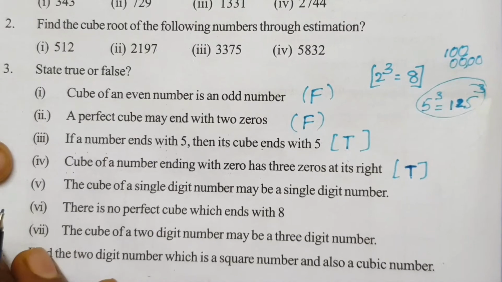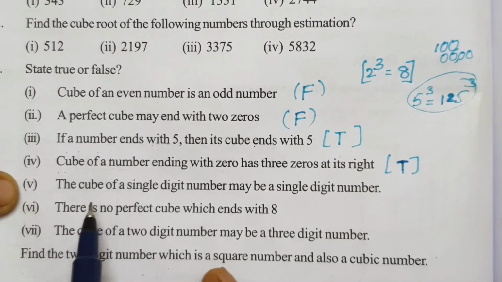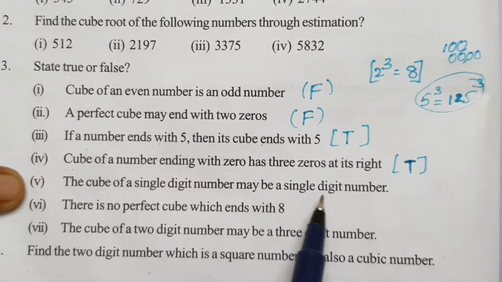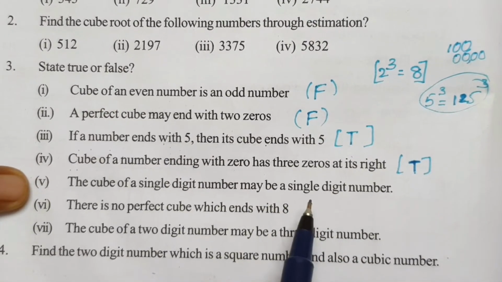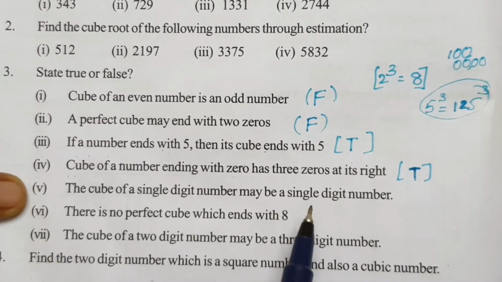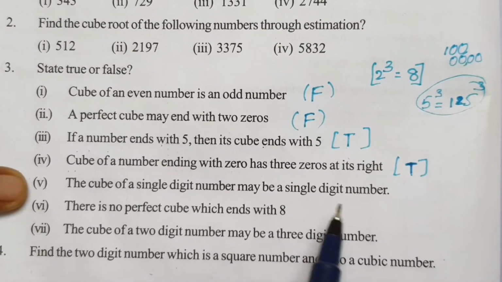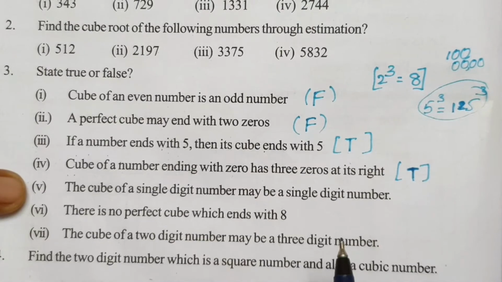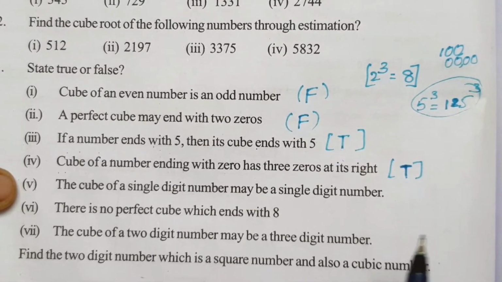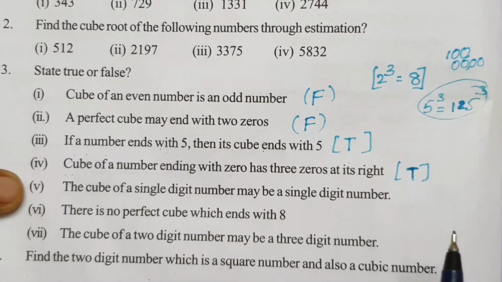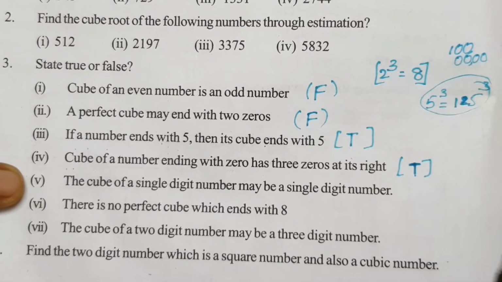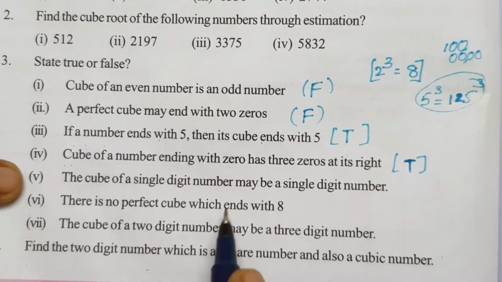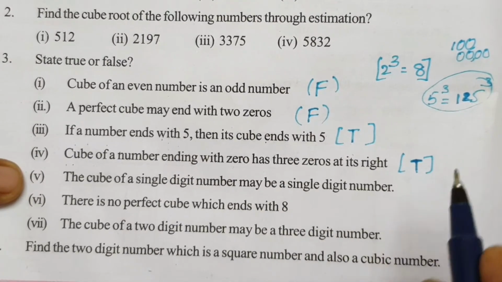Next, fifth one: the cube of a single digit number may be a single digit number. How can we find? We cannot say. It will be a double digit number also. For example, 8 cubed, or 6 cubed: 6 times 6 is 36, 36 times 6 is 216. Two digit and 3 digit numbers also will come, not only single digit. This is false.